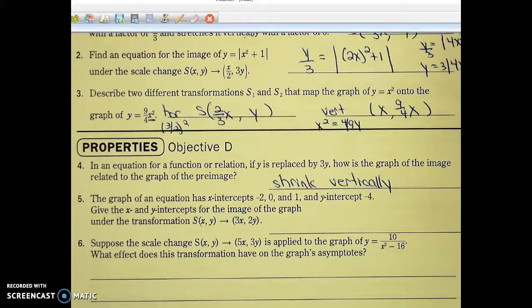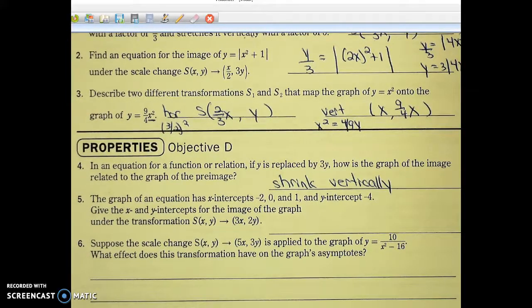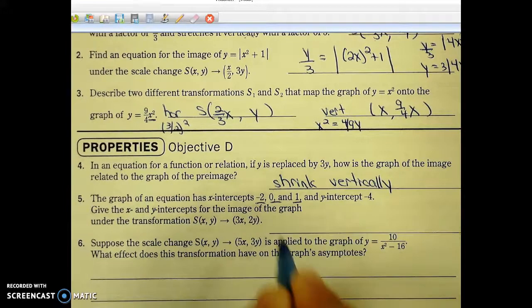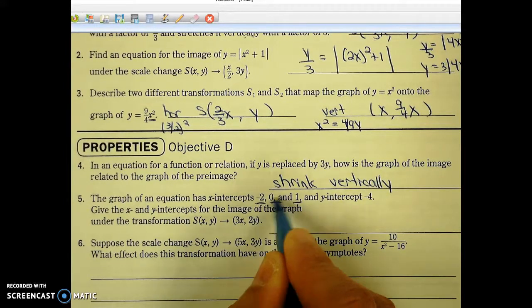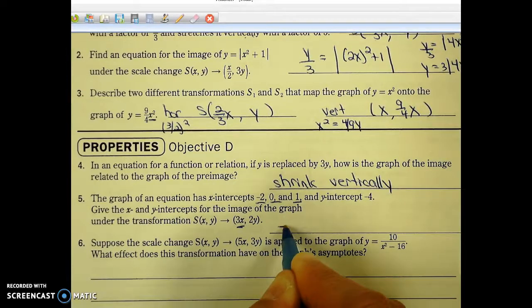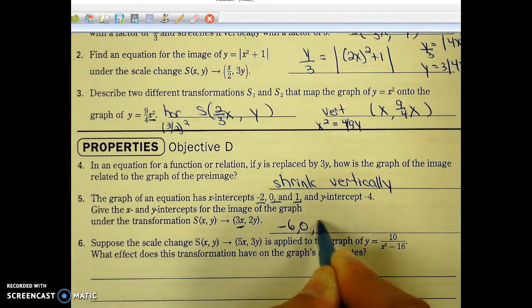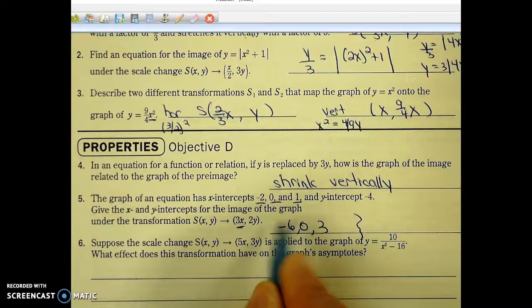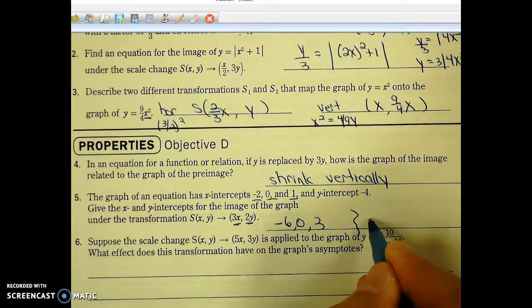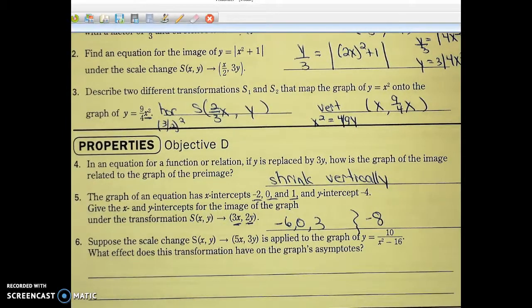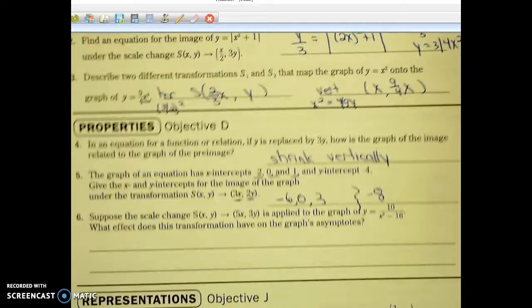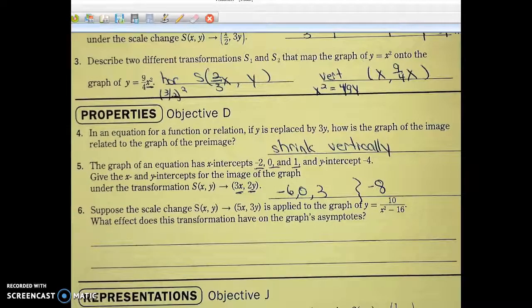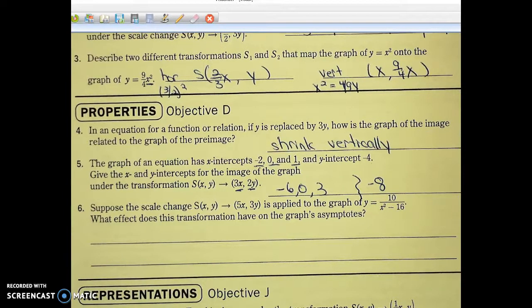Okay, the next one, I have x-intercepts of -2, 0, and 1, and a y-intercept of -4, and I'm going to apply the following. Remember, the rule tells the truth. So these are x values, which means I'm going to take each one of those and multiply it by 3. So my new x-intercepts are -6, 0, and 3. The new y-intercepts, I'm applying the y rule, which in this case is multiplied by 2. Number 6, what effect does this transformation have on the graph's asymptotes?